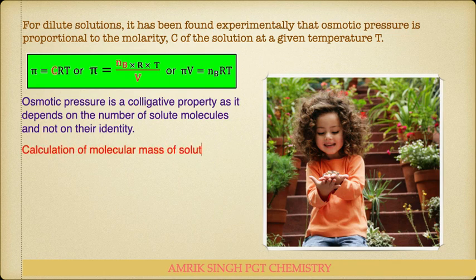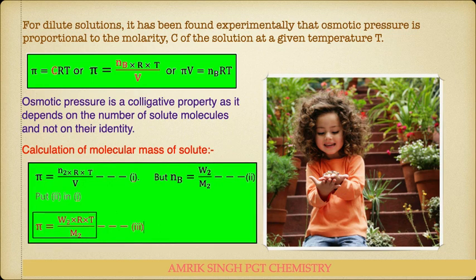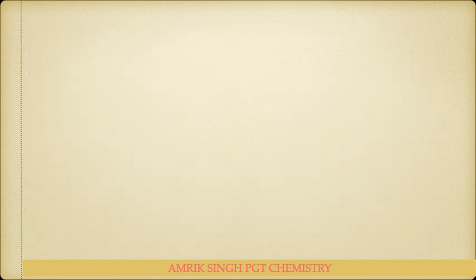Calculation of molecular mass of solute: we know pi is equal to n2RT upon V, but nB or n2 is equal to w2 upon M2. Putting the value of n2 as w2 upon M2, into RT, pi is as shown in the equation. M2 can be easily calculated. The molar mass of solute can be easily calculated by the application of osmotic pressure.